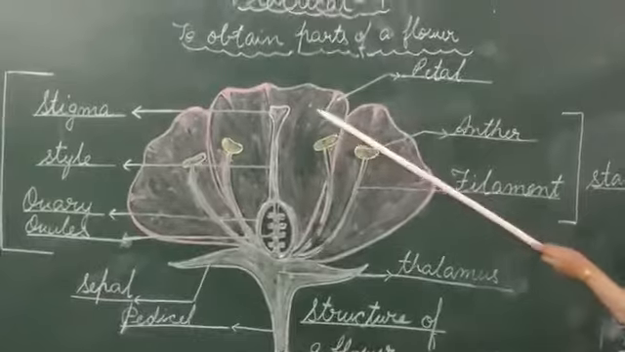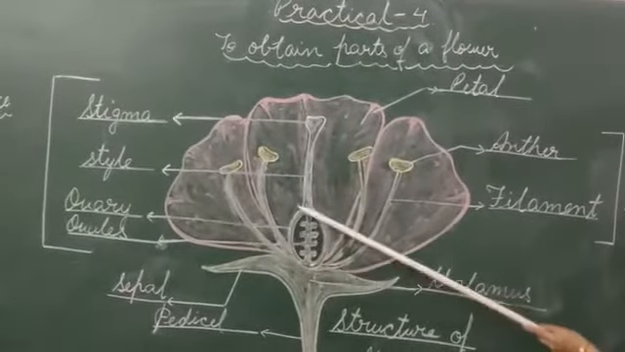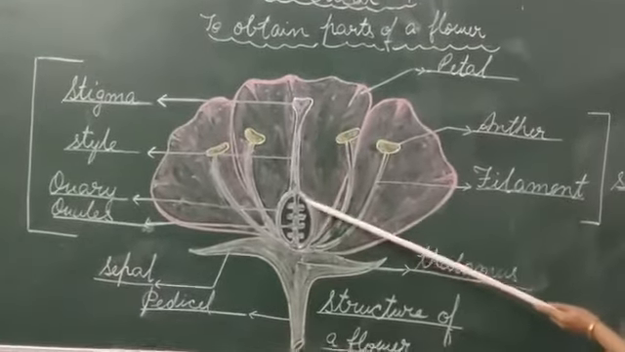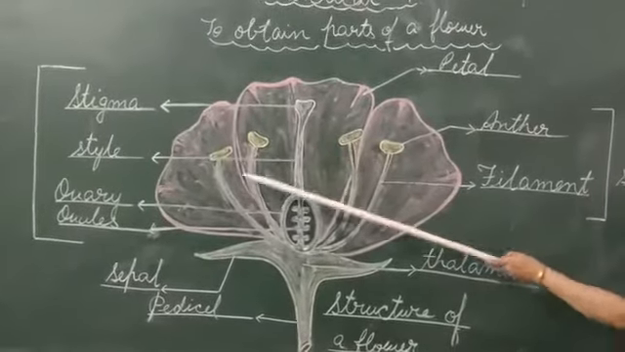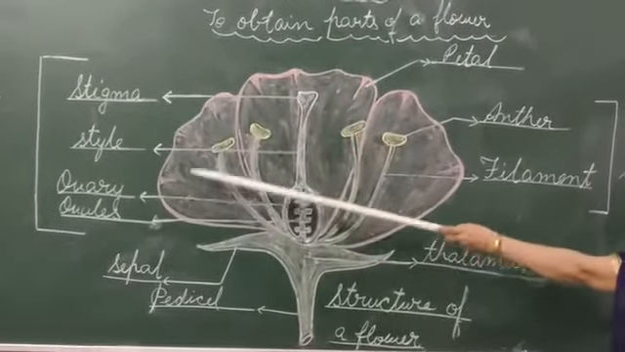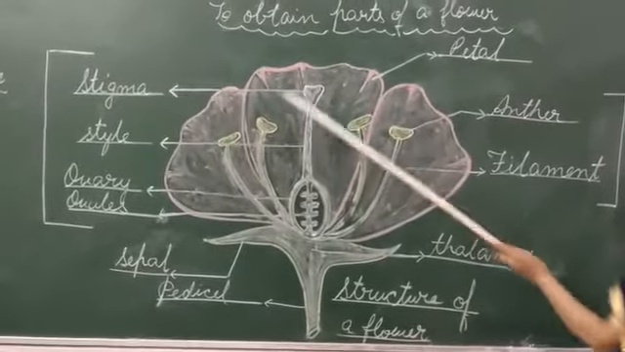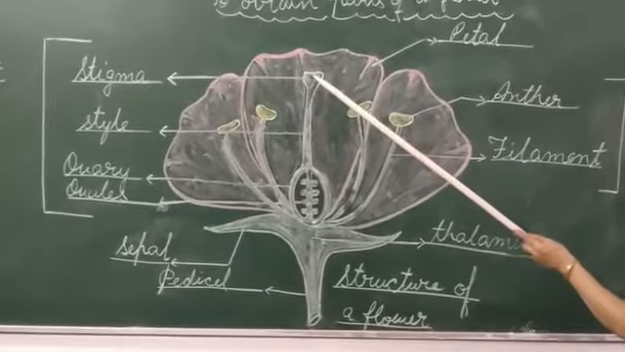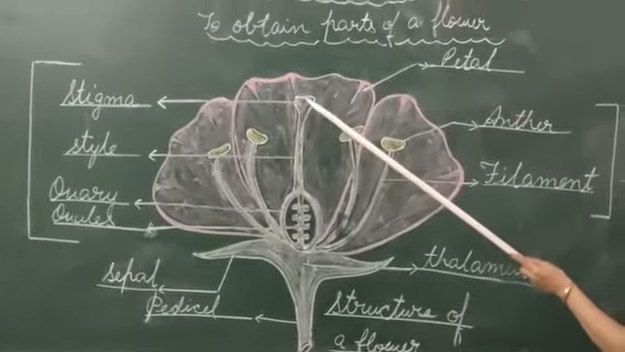Now, the last whorl, the innermost whorl, is known as the gynoecium, which is the female reproductive part of a flower. Its unit is known as the pistil. It is having three parts. The uppermost part is known as the stigma. This part receives pollen grains from the anther.